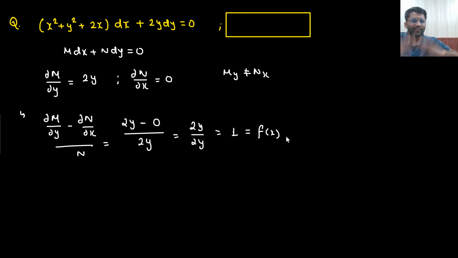Right? It should not be a function of y. That is the condition. It should not be a function of y. It is coming out to be a function of x. Yes, it is fine. So what will be your integrating factor? Sir, my integrating factor would be e to the power ∫f(x) dx, so my integrating factor would be nothing but e to the power x.